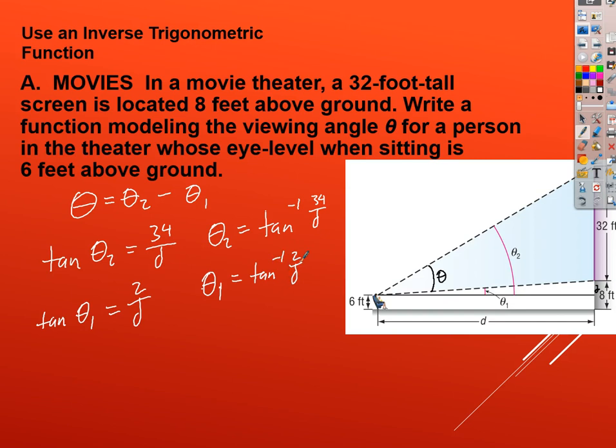And now I have an equation where I can find theta precisely as long as I know the distance. And that theta is going to be equal to inverse tangent of 34 over d minus inverse tangent of 2 over d. And if your mind is completely blown, congratulations.